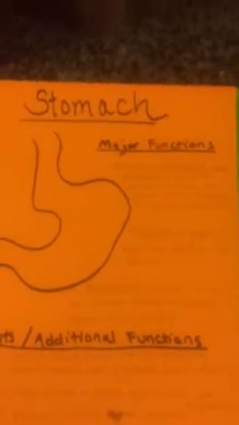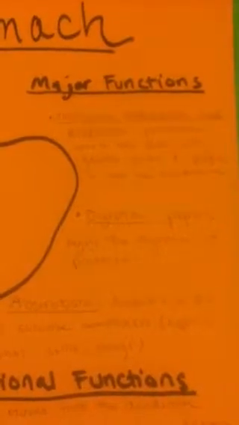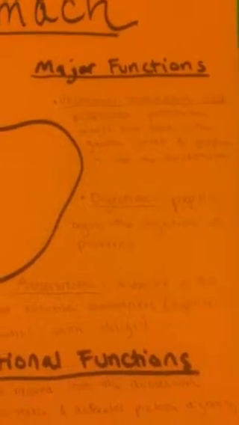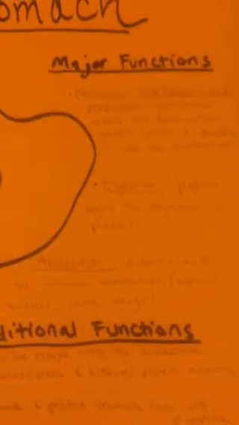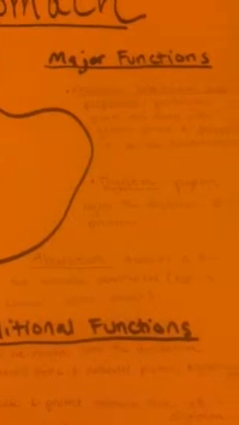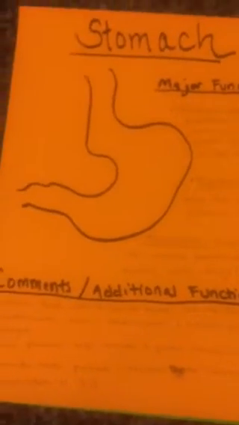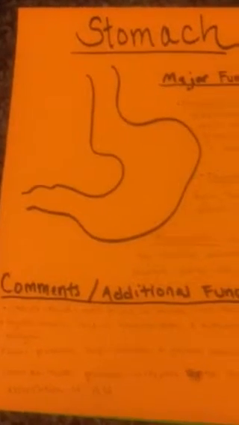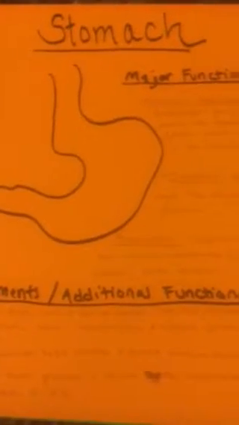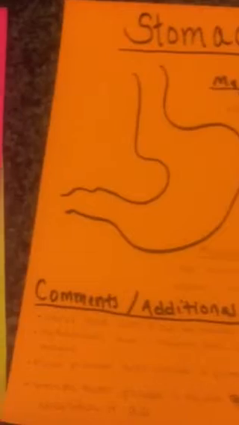The stomach. The major functions are mechanical breakdown and propulsion. Peristaltic waves mix food with gastric juices and propel it into the duodenum. Digestion. Pepsin begins the digestion of proteins. Absorption. It absorbs a few fat-soluble substances such as aspirin, alcohol, and some drugs. Comments and additional functions are that it stores food until it can be moved into the duodenum.